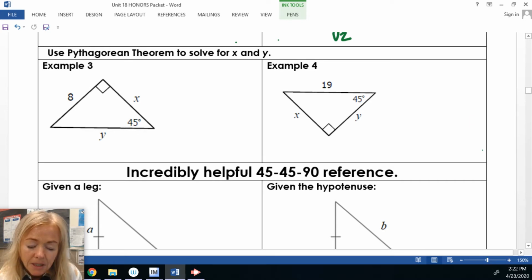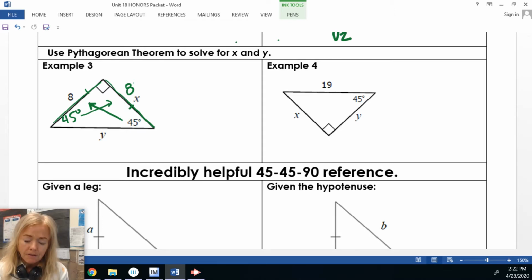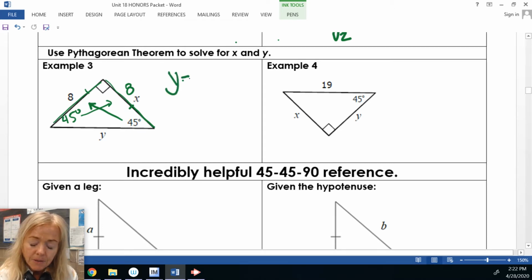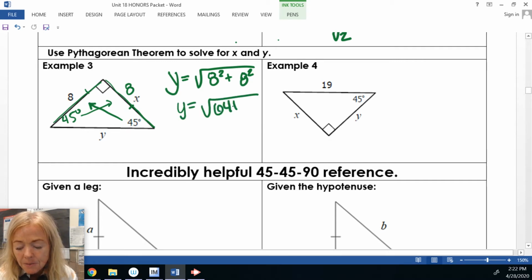Okay, example 3. If this is 45, this is 45, and that means the sides opposite them are congruent. So if that side's 8, this side's also 8. Okay, so that gives us 2 of the 3 sides, and we can use the Pythagorean theorem to solve. So we know that y is going to equal the square root of the legs squared and summed: 8 squared plus 8 squared. So that's going to be 64 plus 64, which is radical 128.